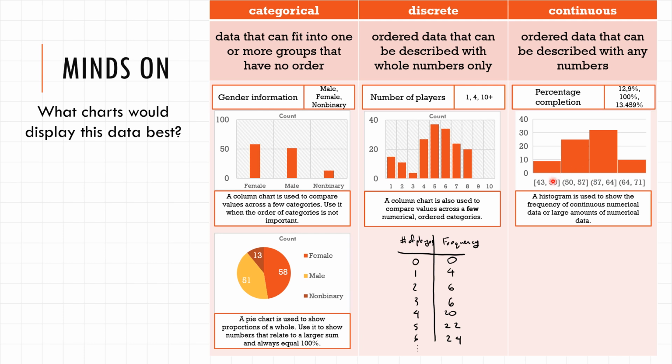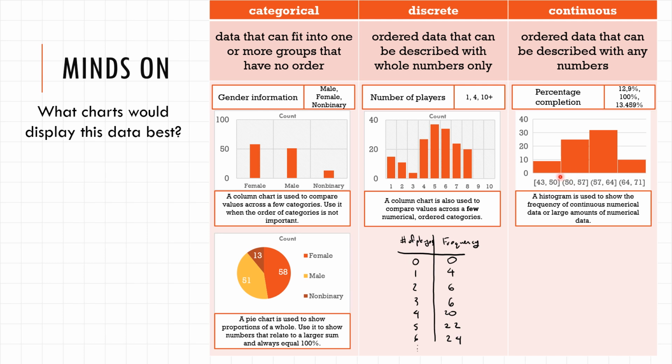When you're creating the groups for the histogram at the bottom, notice that there are some square brackets around here. And those square brackets mean that the number is included. So where would 50 go? The number 50. Would it go in this group or would it go in this group? It would go in this group because this one has a square bracket around the 50. This one has a round bracket around the 50.